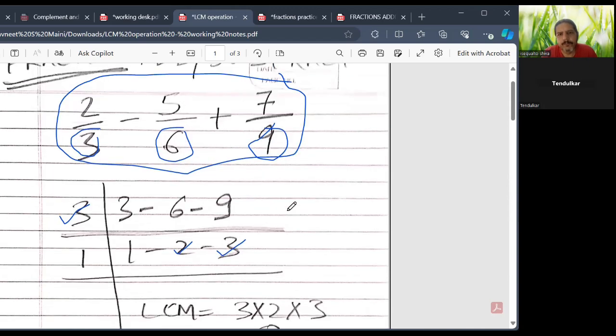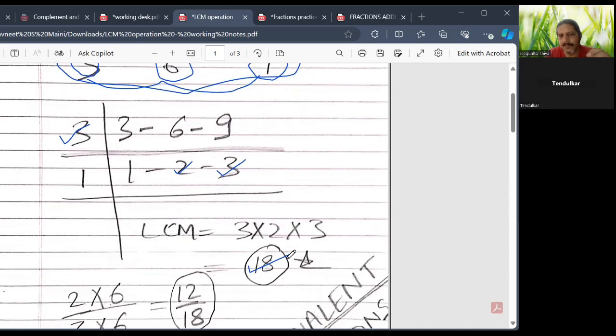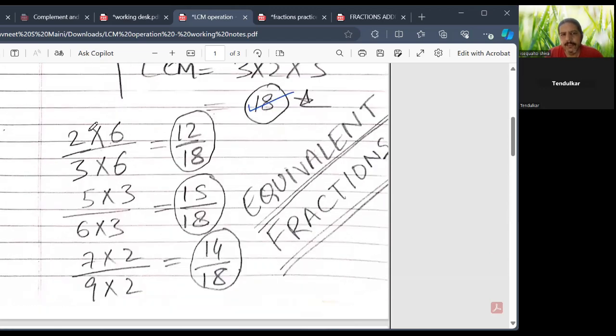Now, Arvind, whatever is the LCM of the denominators, I'll have to make equivalent fractions. How do I make equivalent fractions? The equivalent fraction should have the denominator same as the LCM. So for example, if I have 2 by 3 as the first term, I'll try to convert the denominator to 18. So I'll multiply the numerator and the denominator by 6. Any doubt here?